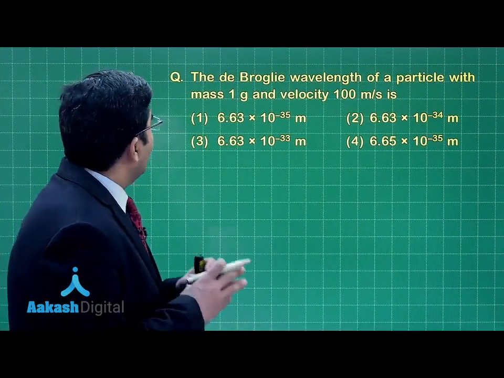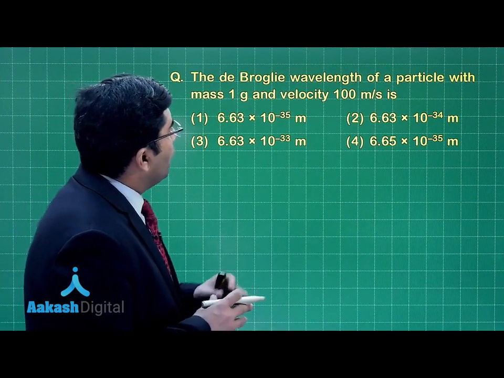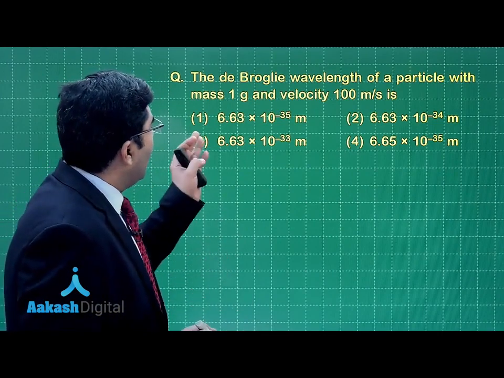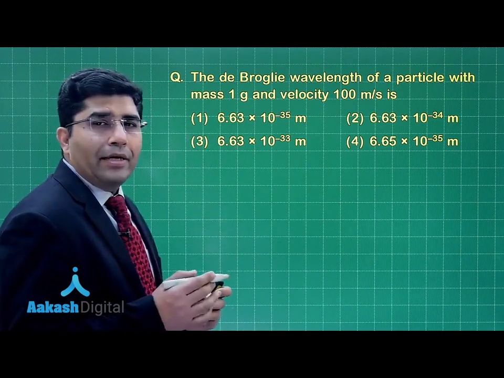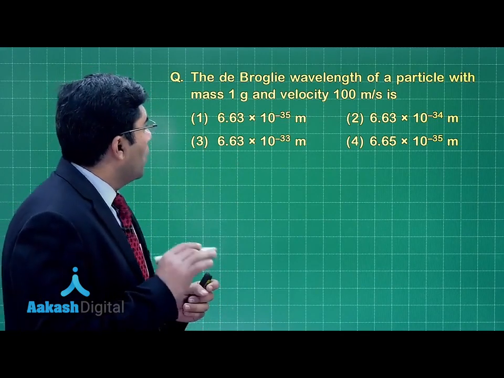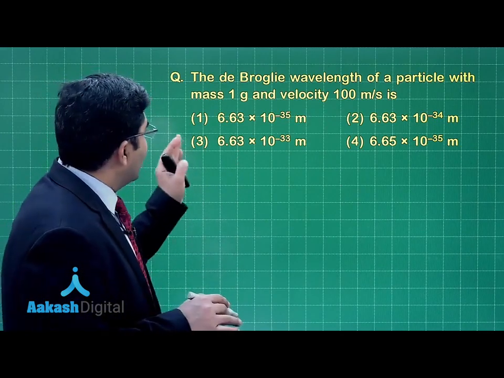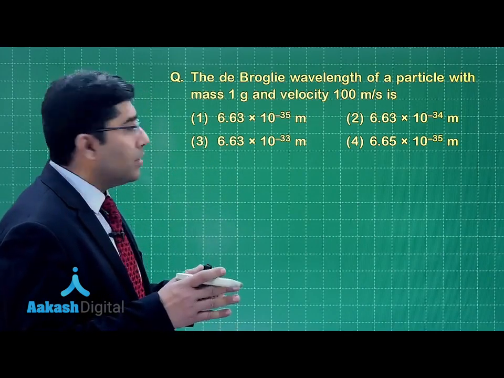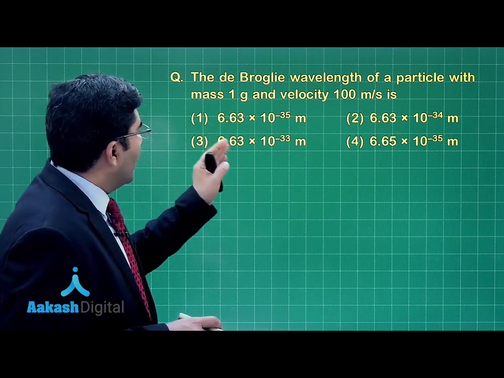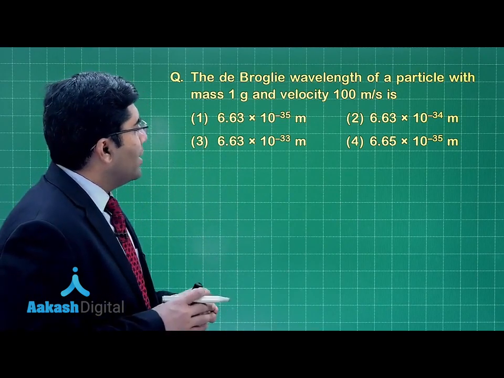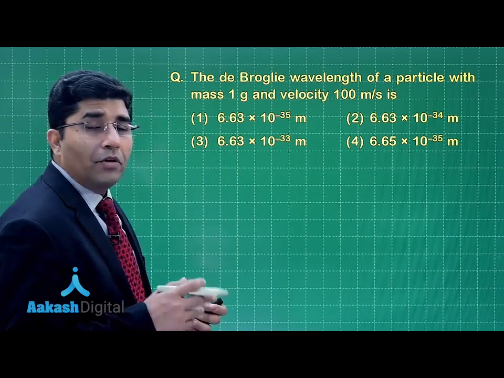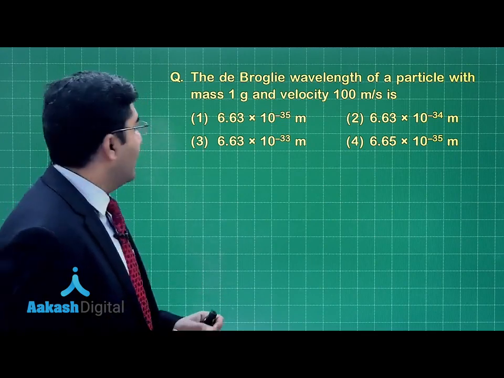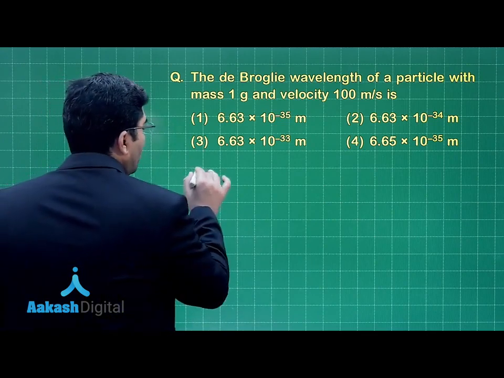So now, this question is asking for the de Broglie wavelength of a particle with mass 1 gram and velocity 100 meter per second. Mass and velocity are given to us. Four options are given: 6.63 into 10 to the minus 35 meters, 6.63 into 10 to the minus 34 meters, 6.63 into 10 to the minus 33 meters, and 6.65 into 10 to the minus 35 meters. We have to find the correct option, right? So, the solution.